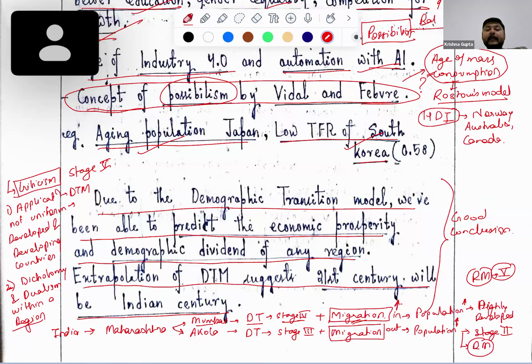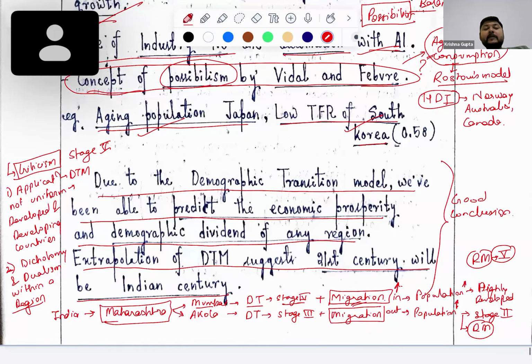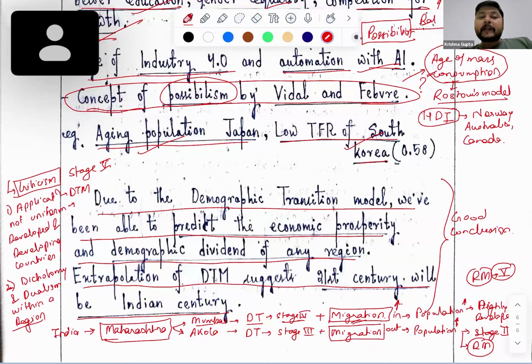Therefore, we can see that there is a dichotomy and dualism with respect to the regional effect in Maharashtra. So these things also we can add here in the form of criticism, which highlights that yes, demographic transition is a very good model, but it also has certain limitations with respect to its application in the contemporary time.